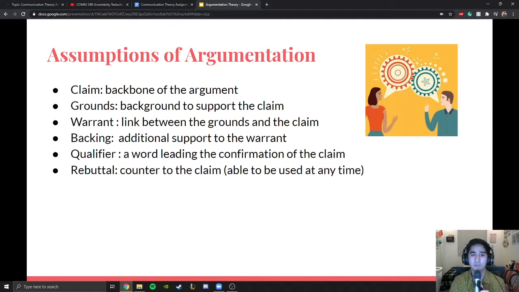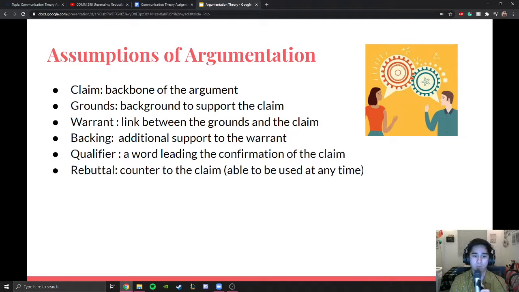The claim is the backbone of the argument. It is solely what makes an argument an argument. The ground is the background to support the claim, making sure that the claim itself isn't based solely on speculation. The warrant is the link between the grounds and the claim. Usually, that would be something like was previously described in the last slide. The backing is additional support to the warrant, making sure that the warrant itself is somewhat founded in logical reasoning.